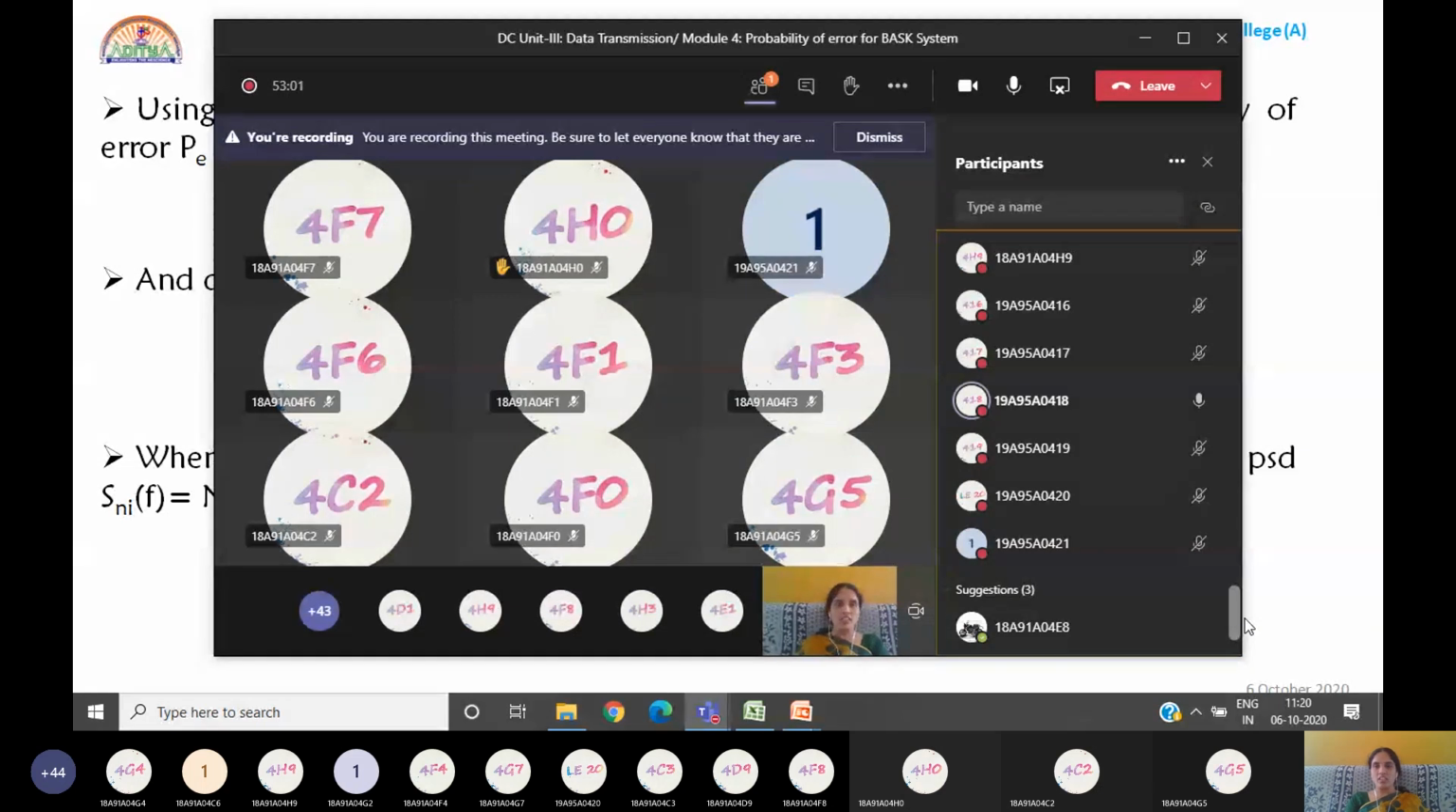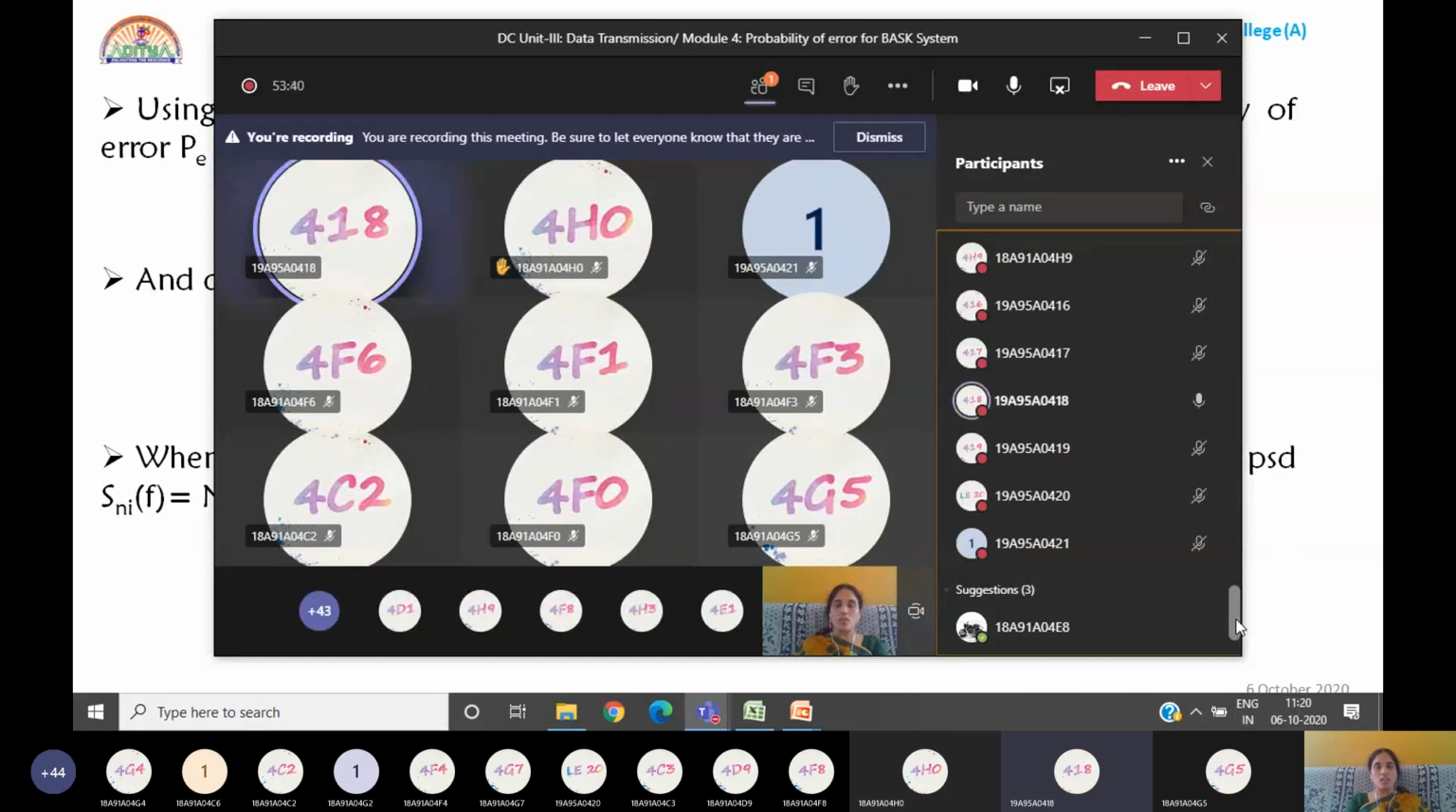Can you please define the binary PSK signal, the general form of PSK signal? B of t into Ac cos omega ct. Very good. Okay, what is B of t? Madam, +1 for x of t equal to 1, -1 for x of t equal to 0. Okay, very good. So that's why you can say that it is Ac cos omega ct for data bit 1 and minus Ac cos omega ct for data bit 0.